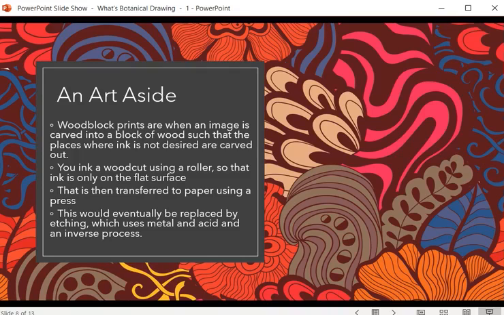This would eventually be replaced by etching, which uses metal and acid and is actually an inverse process. So you draw the image on a sheet of metal that's been covered in a sort of acid-resistant substance. As you draw, that removes the substance. So then when you place it in a vat of acid, the acid burns grooves into where you've drawn, so where the resistant substance isn't. Then after that, you add the ink, but wipe off the surface, so only the grooves retain ink. And then that gets put into a press.